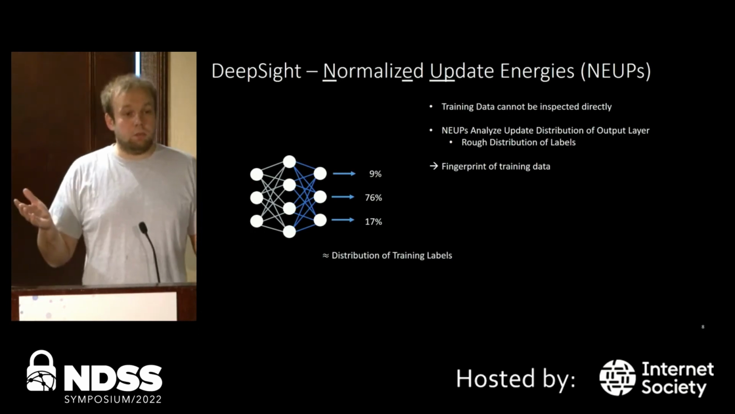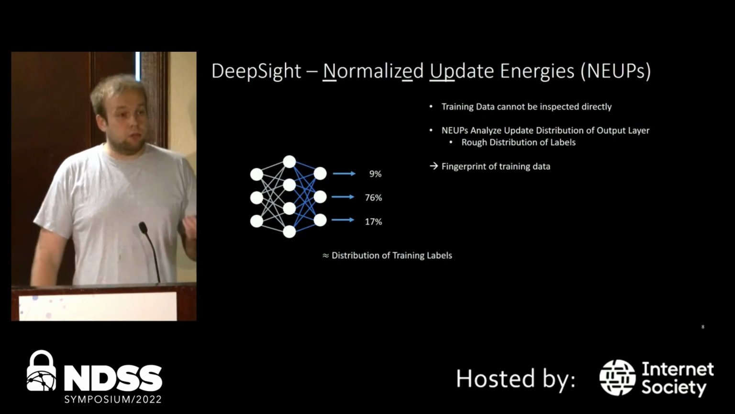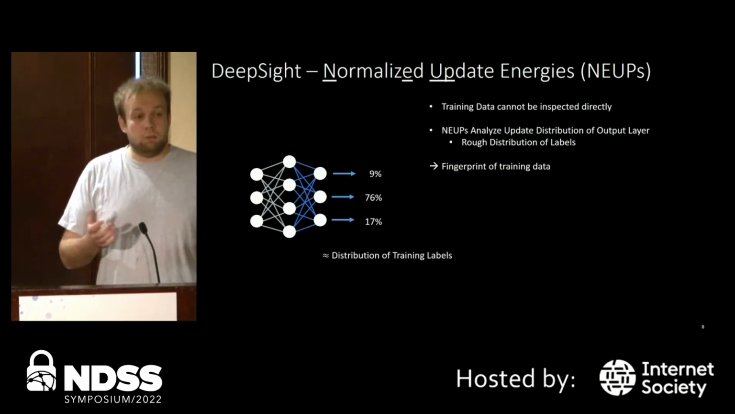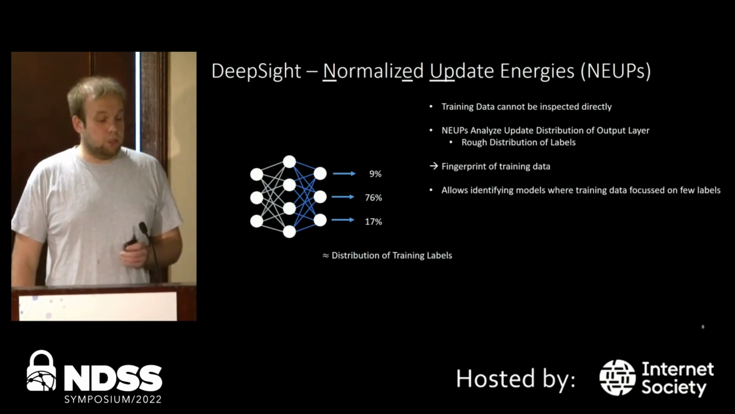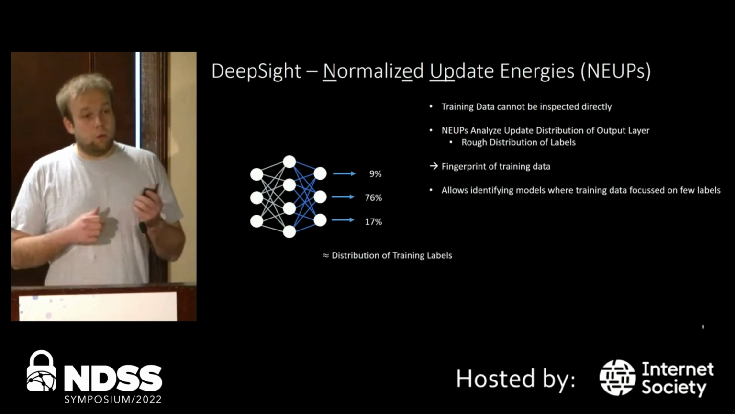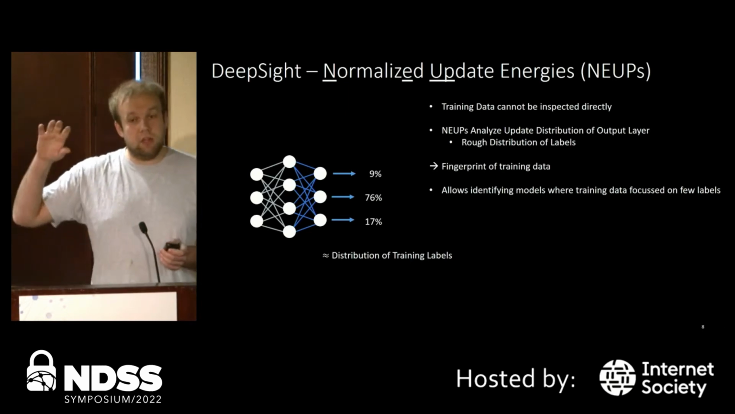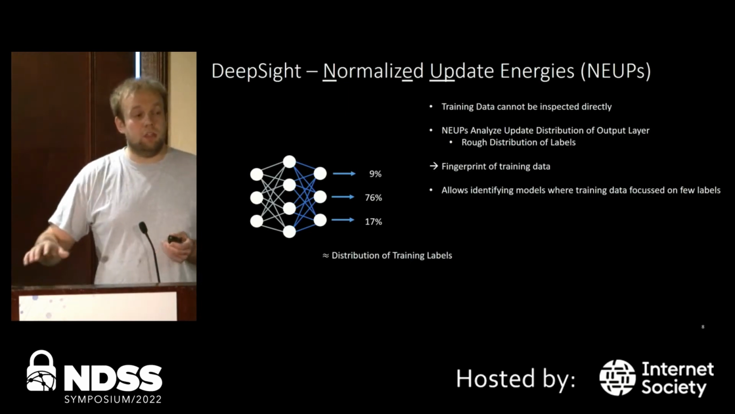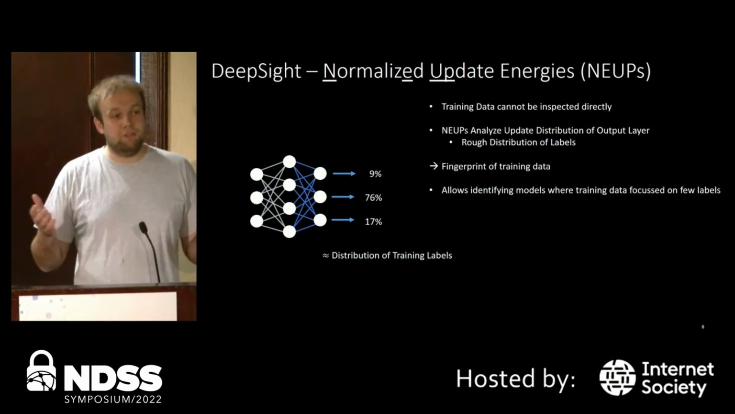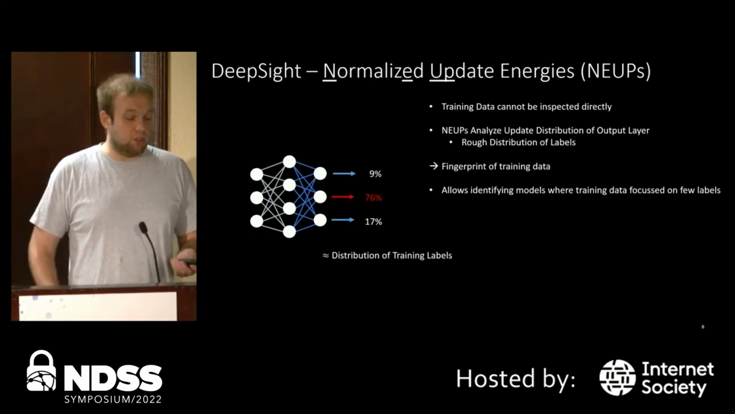Since the NUPs make a rough estimation of the training data labels, we can also use this to identify suspicious models, because then the NUPs are focused on few unique neurons. In this example, one neuron received 76% of all the updates. If we now assume that for the majority of models the NUPs are well distributed among all neurons, so for example all other models received 1/3 of the updates each, then this 76% here is very suspicious.